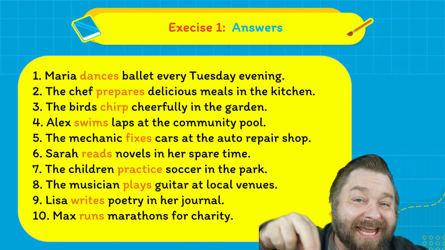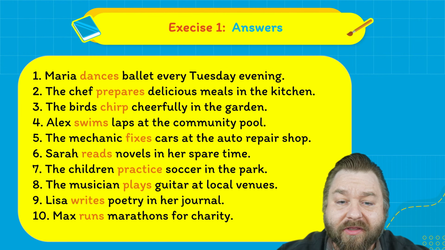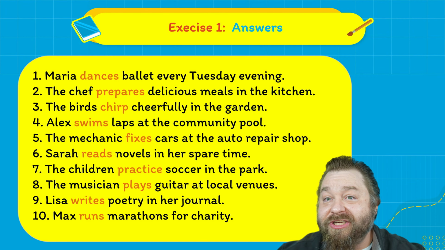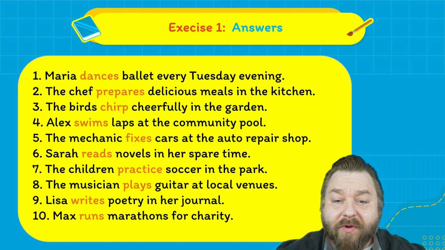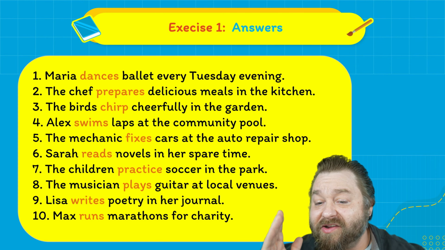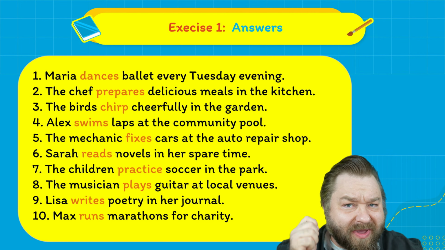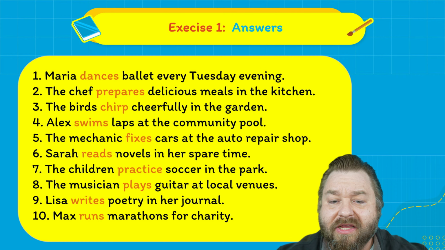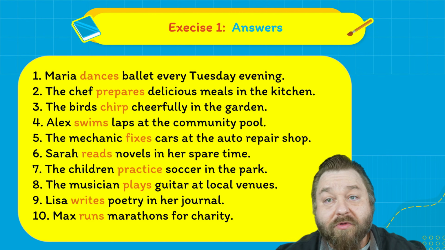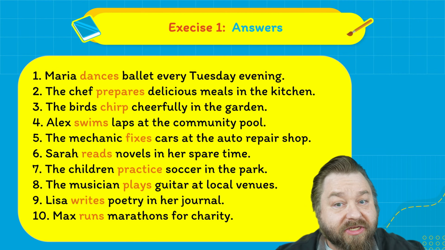Okay, let's take a look at the answers to see if you found them all. Okay? Number 1, Maria dances. There's something she's doing. The chef prepares a delicious meal. He or she is making something. The birds chirp. We know that one. Alex swims laps. The mechanic fixes cars. He or she is banging on it and repairing things. Sarah reads novels in her spare time. You can see her holding the book and turning the pages.